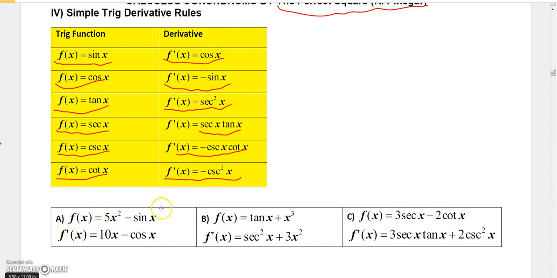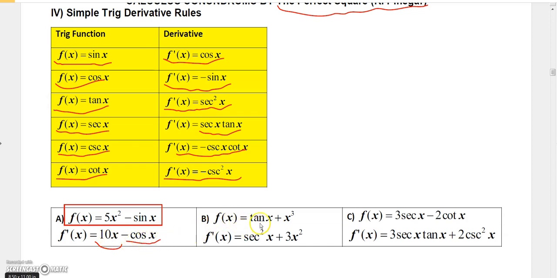So the first example here is simply f of x is equal to 5x squared minus sine x. Now, you're going to have to take the derivative of each term. So the derivative of 5x squared, we all know, using the proper rule, would simply be 10x. So this is using the rules from earlier lectures. And then we know from this lecture that the derivative of sine x is cosine x. And so you would now put minus cosine x. So your derivative would be 10x minus cosine x.